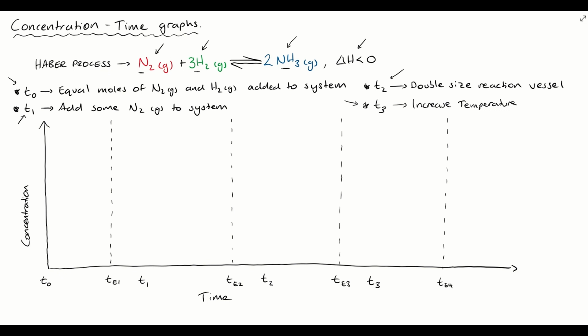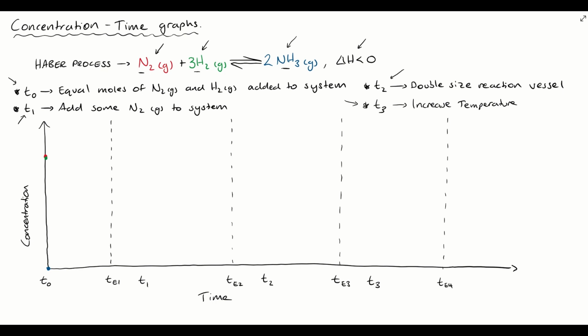So at T0, we're going to add equal moles of nitrogen gas and hydrogen gas to the system. Well, initially, there's nothing in our closed system. So when we add nitrogen gas and hydrogen gas, we're going to increase the concentrations straight away. So here we are for nitrogen gas and hydrogen gas, and they sit right on top of each other. And something that a lot of people get wrong, and this is important, is that initially there's no ammonia in our system. Our reaction hasn't proceeded yet, so ammonia has a concentration of 0. We only have nitrogen gas and hydrogen gas in this system.